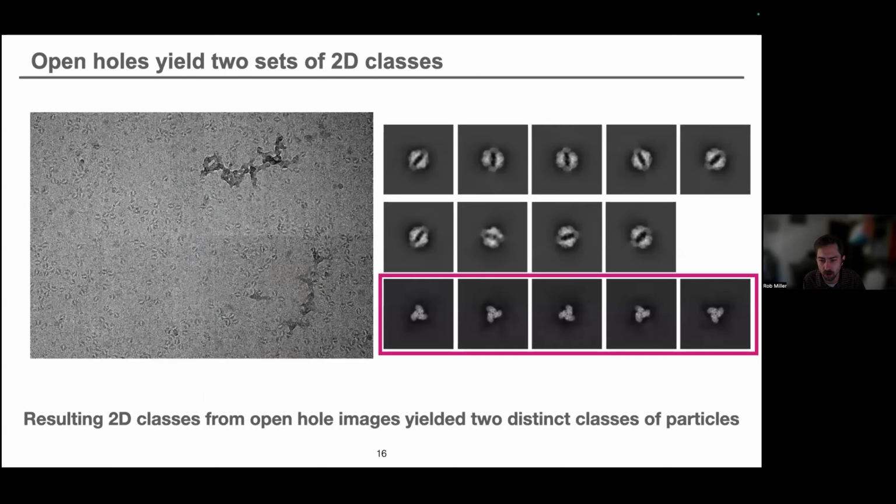So we collected a small data set, and through iterative 2D classification, we were able to see that actually we were observing two projections within our images. The first corresponding to a projection along that coffee bean axis, and a second corresponding to this sort of mystery second 2D class that I couldn't readily identify.